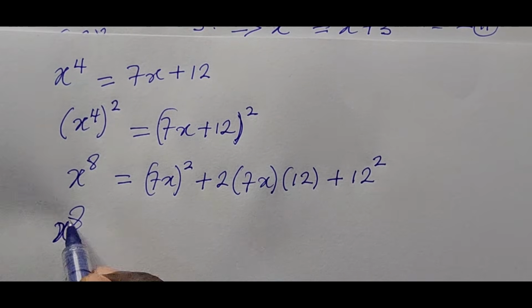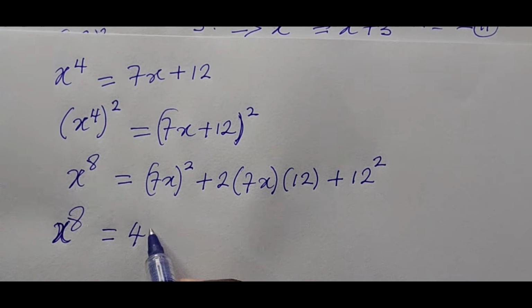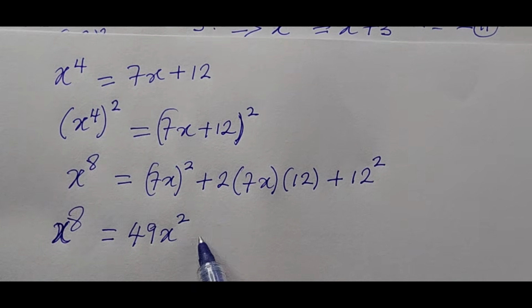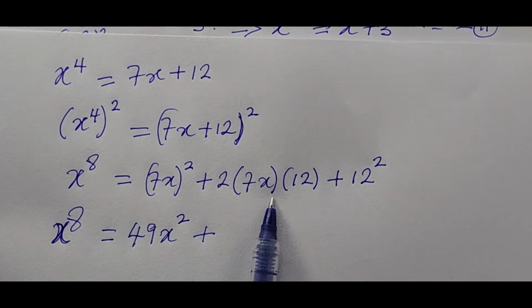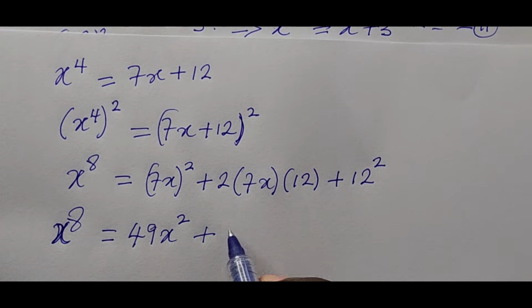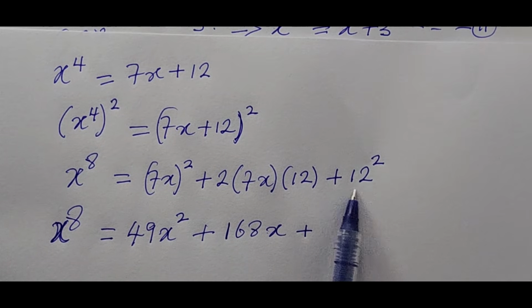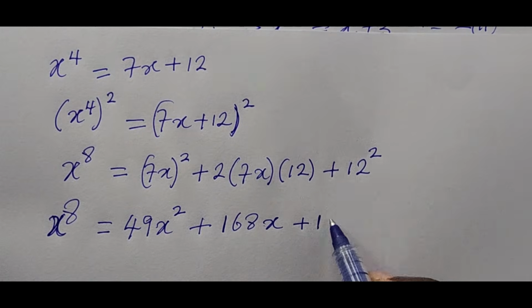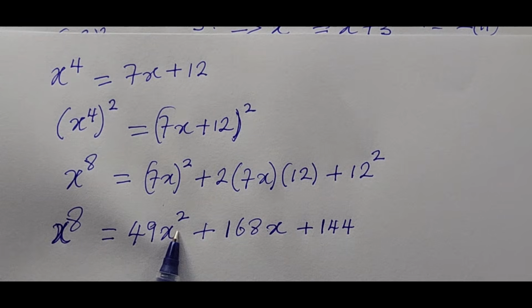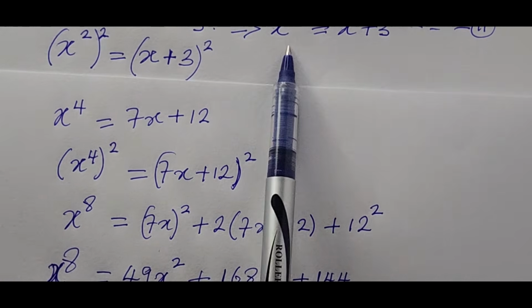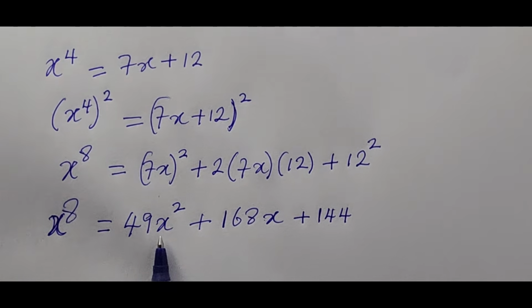Easy. Good. So we're going to have x to the power of 8 here. This x as the base number to the power of 8 is equal to, if we square this, 49x to the power of 2, then plus, if we multiply everything together, 168x, plus, if we multiply 12 by itself, 144. Right. So here we have x to the power of 2. Remember from our equation 2, x to the power of 2 is equal to x plus 3. So we're going to substitute for that in this expression.